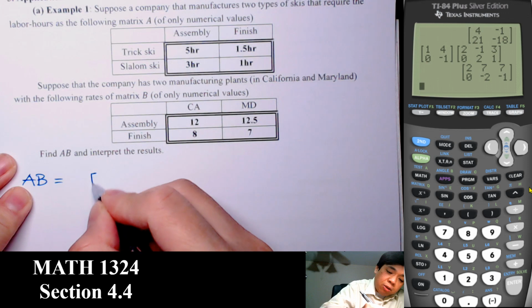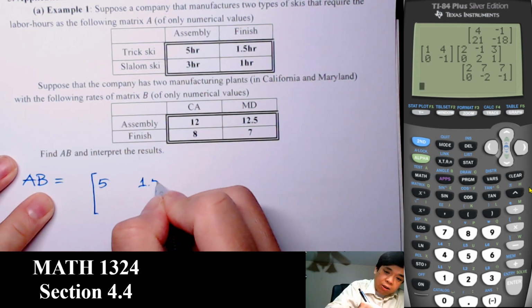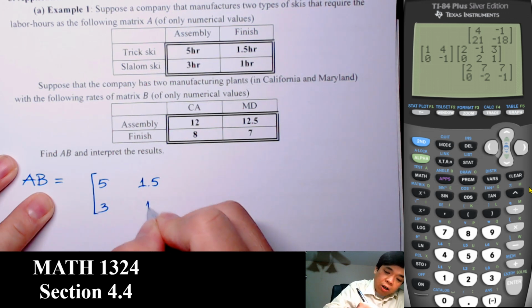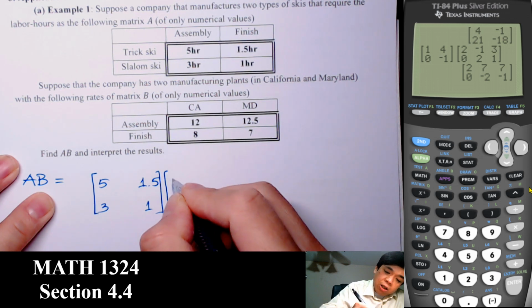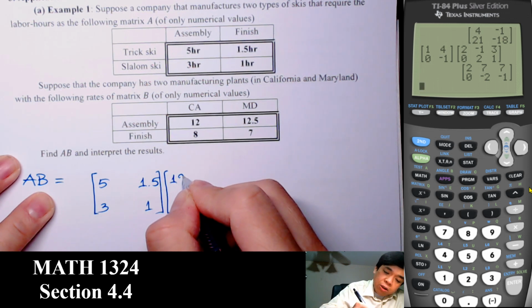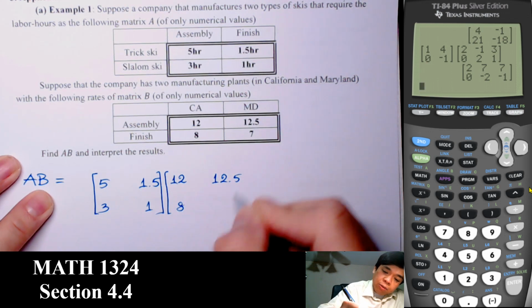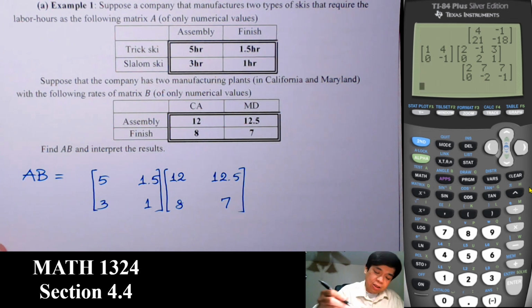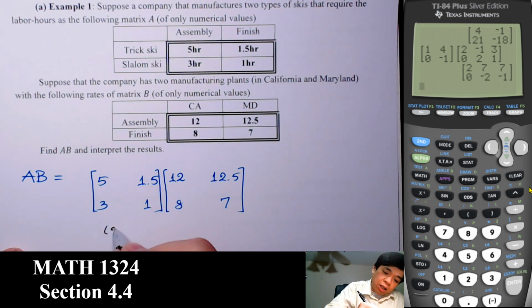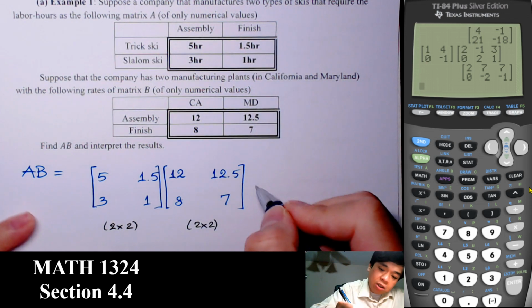I'm just going to give them space here. 5, 1.5, 3, and 1, then times B: 12, 8, 12.5, and 7. Right, so row times column. Check dimension real quick: 2 by 2, 2 by 2. So the product is going to be a 2 by 2 matrix.